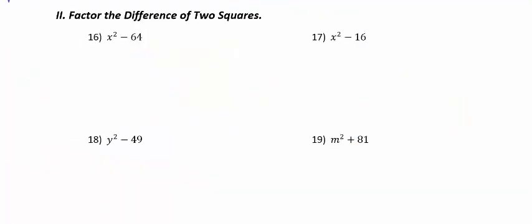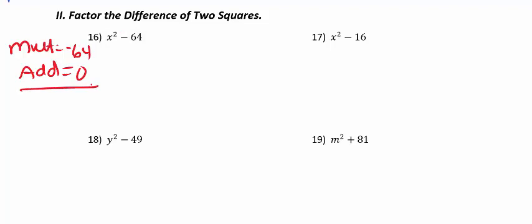Now we're going to factor the difference of two squares. This is a difference of two squares because the first term is a square, that's x squared. And then we have a minus, that's our difference. And then we have another square. 64 is 8 squared. And we're looking for two numbers that multiply together to be negative 64, but add together to be 0 because there is no middle term. And those two numbers are going to be negative 8 and positive 8.